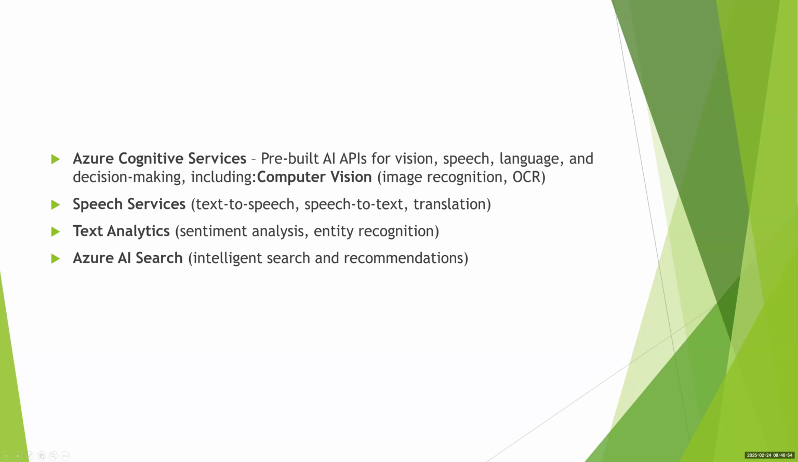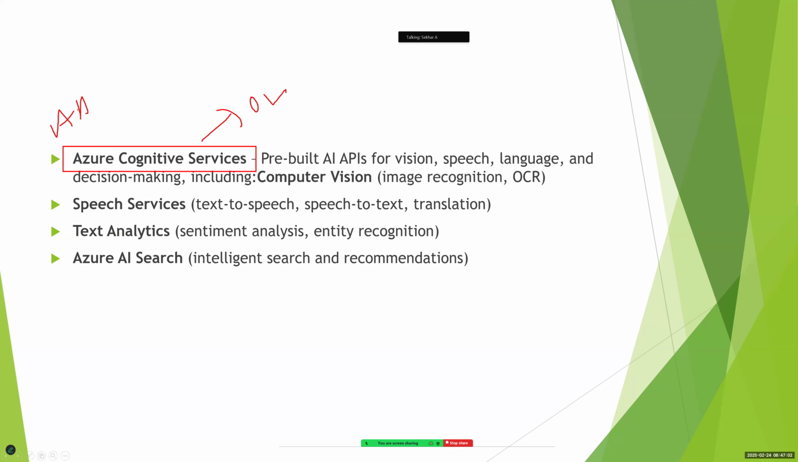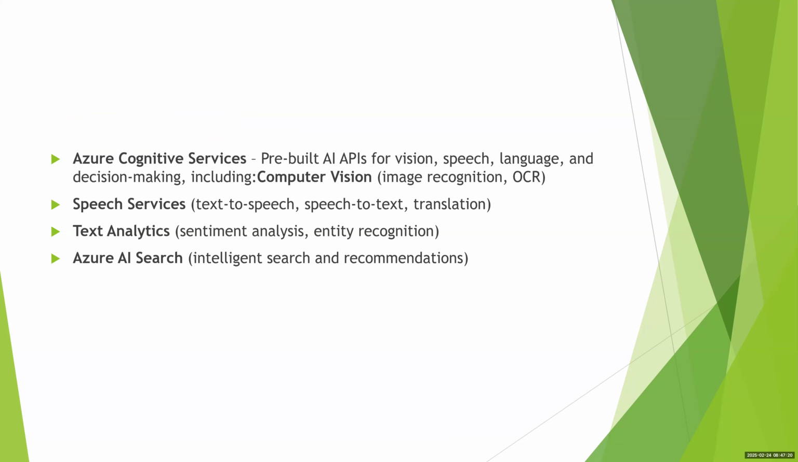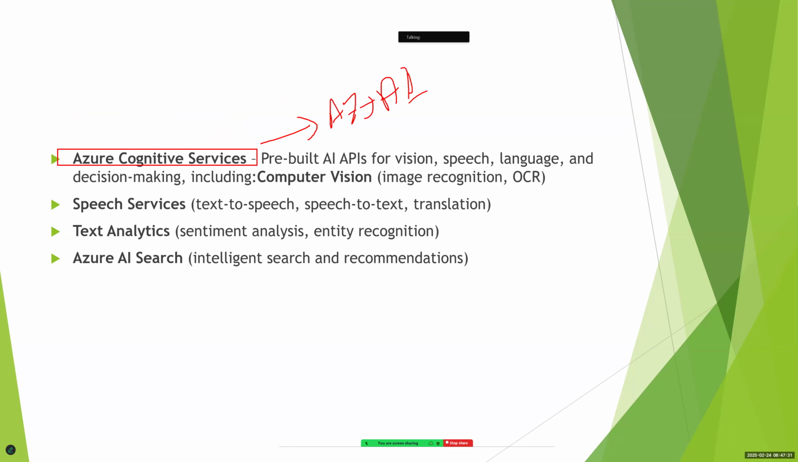Next, Azure Cognitive Services. This is the old name, guys. Now we are calling it Azure AI Services. Note it down, this is one big change that happened. Earlier we used to call it Azure Cognitive Services, now we are calling it Azure AI Services. Clear?